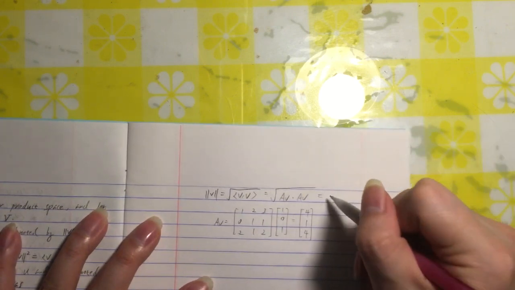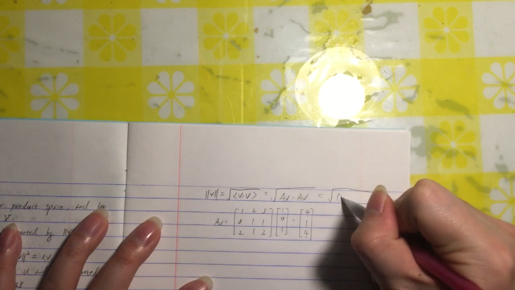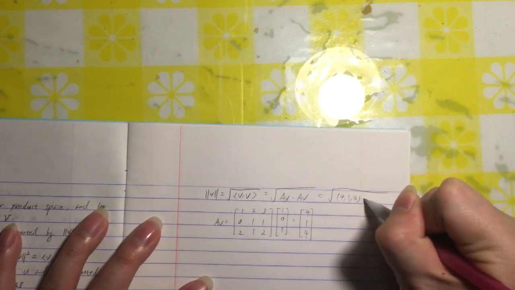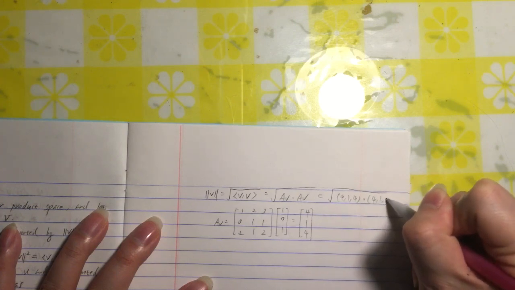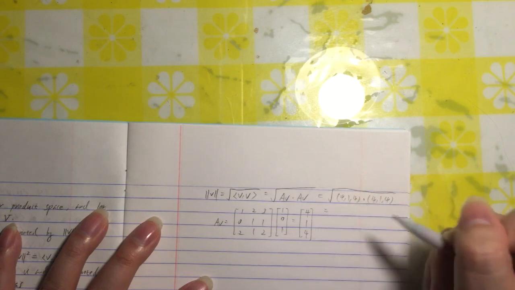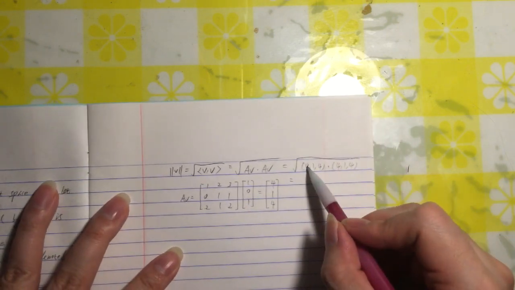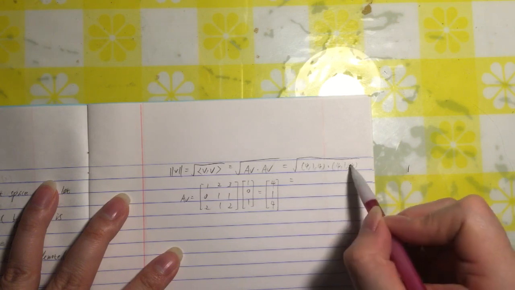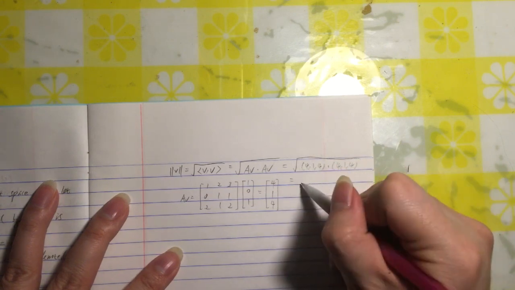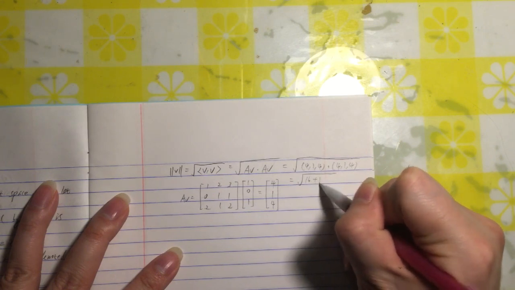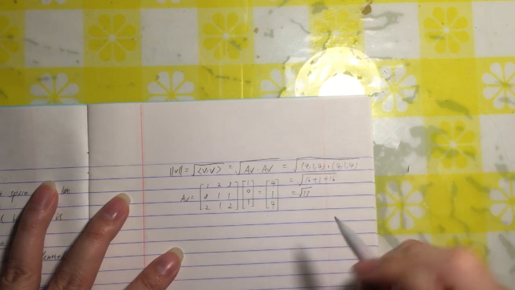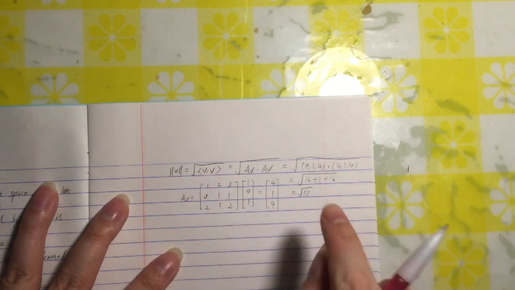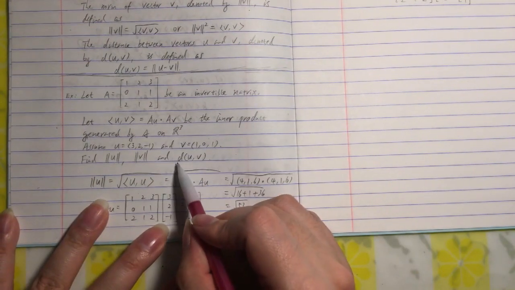So Av is the vector 4, 1, 4. Take 4, 1, 4 dot 4, 1, 4. When we calculate a dot product, we multiply the first component to the first component, the second to the second, and the third to the third. We get 16 plus 1 plus 16. That's the square root of 33. That's the norm of vector v. Next, how can we compute the distance from u to v?